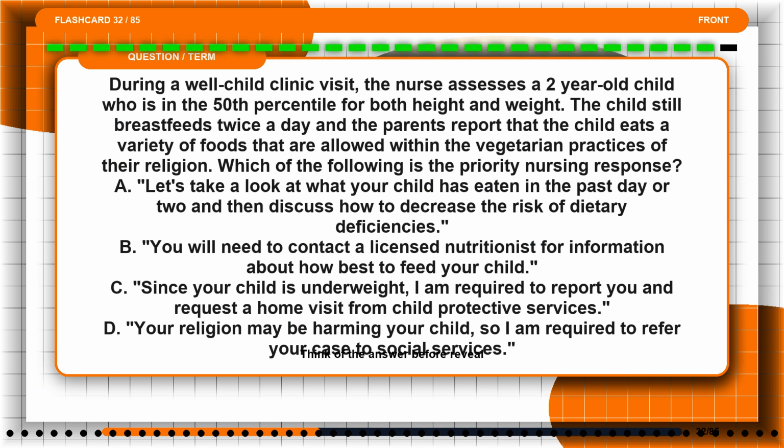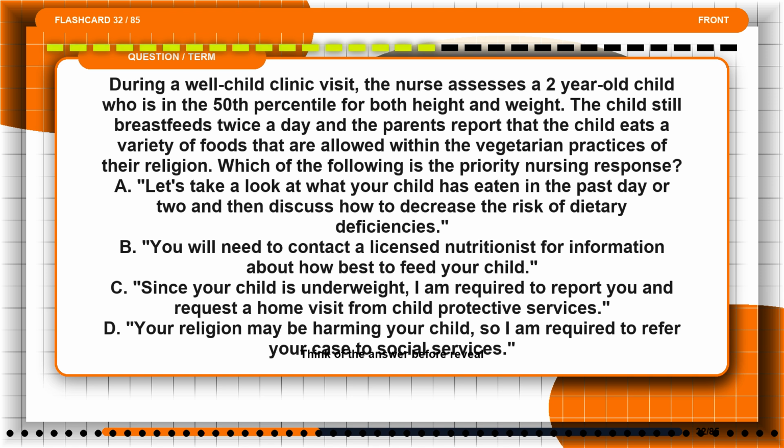Flashcard 32. During a well-child clinic visit, the nurse assesses a 2-year-old child who is in the 50th percentile for both height and weight. The child still breastfeeds twice a day, and the parents report that the child eats a variety of foods that are allowed within the vegetarian practices of their religion. Which of the following is the priority nursing response?